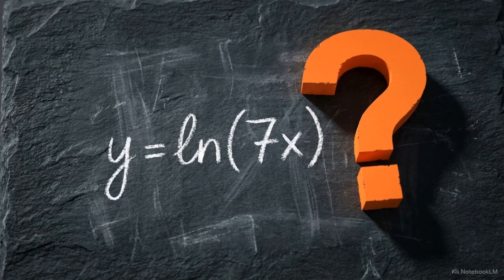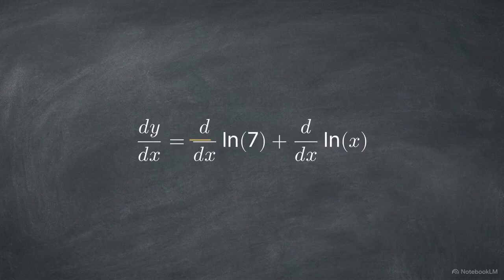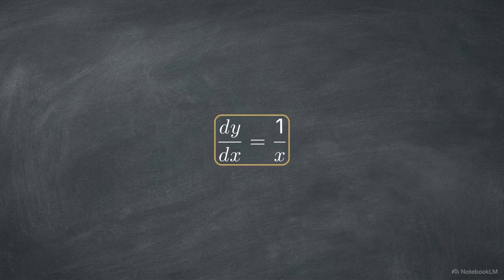This raises a counterintuitive question. What happens to the derivative if that logarithm contains a coefficient, like 7x? Basic logarithmic rules let us split the constant away. The natural log of 7x becomes natural log of 7 plus natural log of x. Since natural log of 7 is a number, it differentiates to 0, leaving the derivative exactly 1 over x.